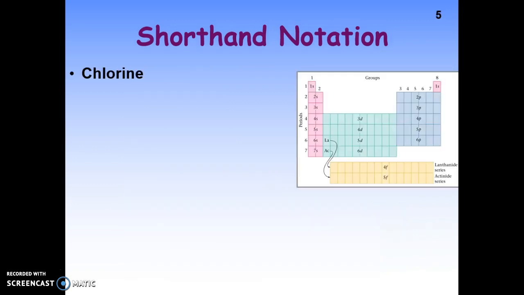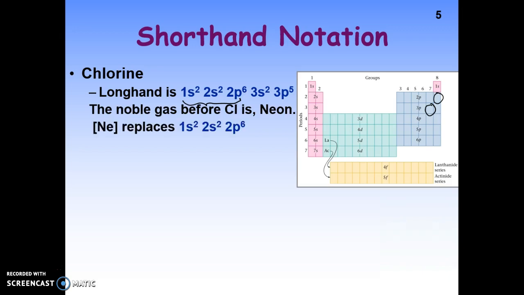So here we go. So chlorine. Chlorine is right here on the periodic table. Argon is its nearest noble gas neighbor, but argon has 18 and chlorine has 17. So we have to go up here to neon. So the longhand is 1s2, 2s2, 2p6, 3s2, 3p5. But since we have to go to neon, this part of the configuration represents neon. So we're going to replace that with Ne. It's going to replace this part of the electron configuration. Then we're going to finish it, 3s2, 3p5.